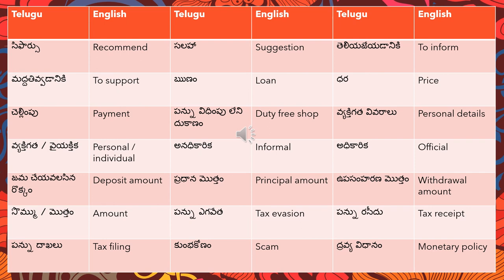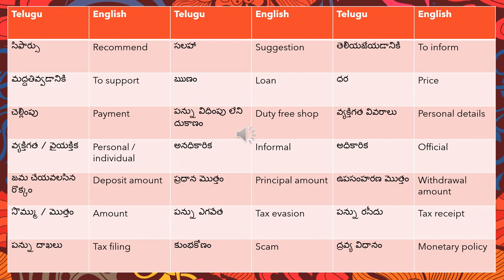Pannu egaveta, the word here in English is tax evasion. Evasion is egaveta, that means you have evaded something. Pannu means tax. So tax evasion is pannu egaveta. Pannu rasidu, that is tax receipt. Receipt is called rasidu in Telugu. Pannu dakhalu, that is tax filing.